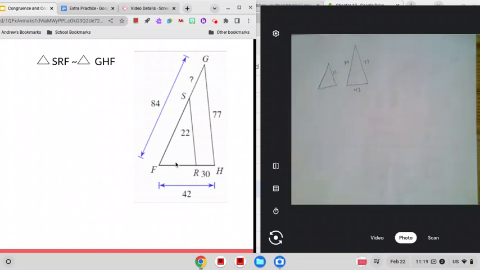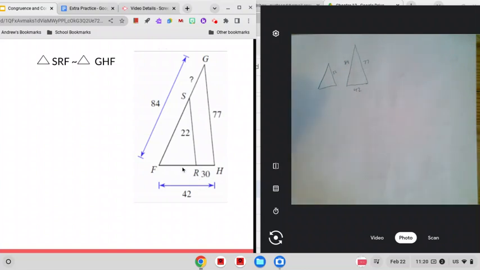Looking at the small triangle, though, I'm not given any other numbers. I don't know FR. I don't know FS. I could figure out FR, though. If from R to H is 30, and from F to H is 42, this part here has got to be 12, because 12 plus 30 is 42.